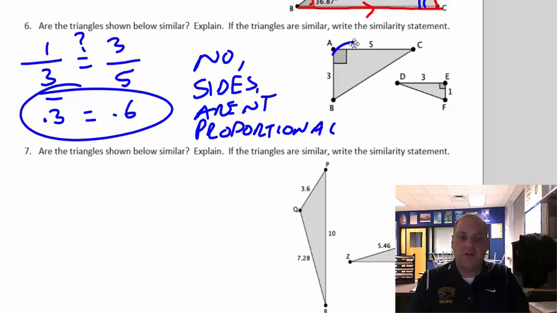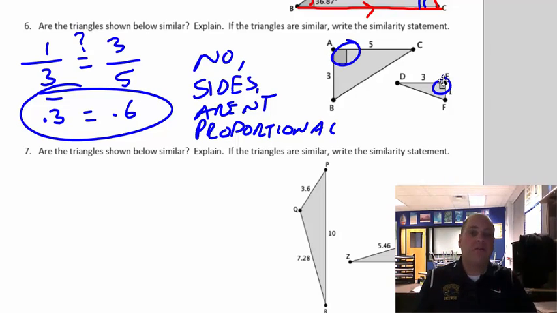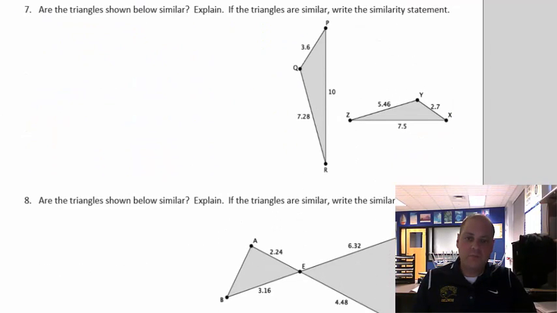We did have the congruent angle. See that? We did have our angle, but we don't have proportional sides. So we do not have similar triangles here.